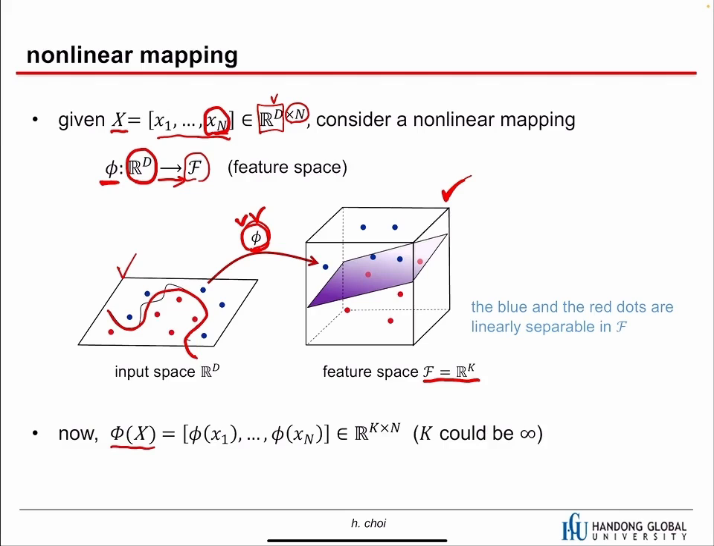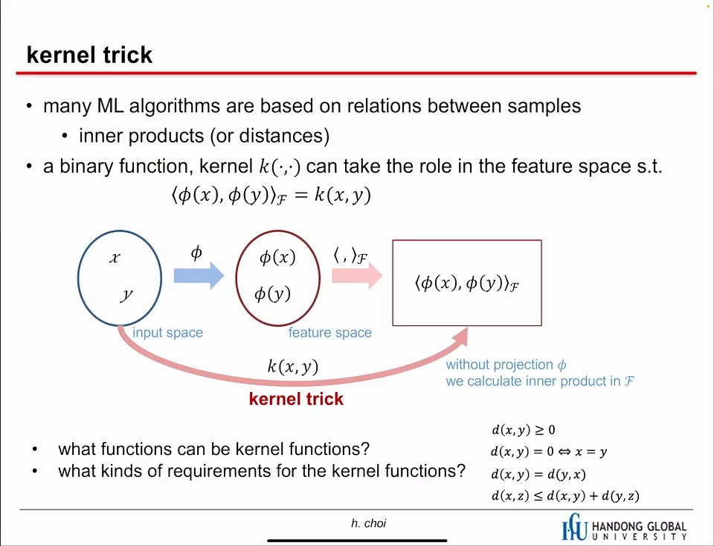So from x to phi of x, then these data samples will be in, this one is actually a matrix, and then this one is in k times n matrix. So again, from d times n, we transform the data matrix to k times n matrix. Still, we have the questions. How can we define the nice function phi?